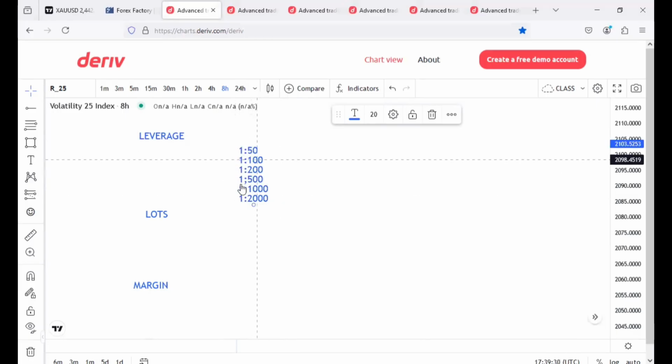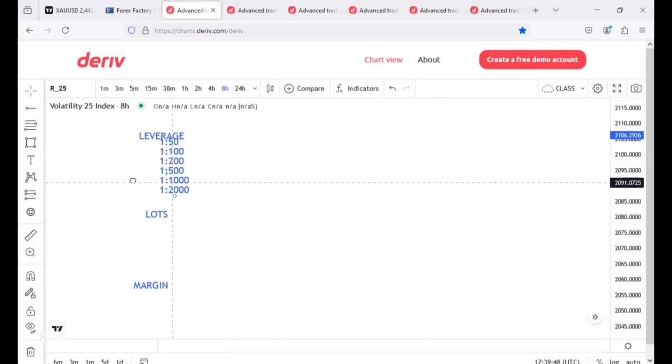So that is the one major thing that leverage does for you as an individual. The higher the leverage that your broker offers you, the more options you have when it comes to trading with them. That is just a summary.